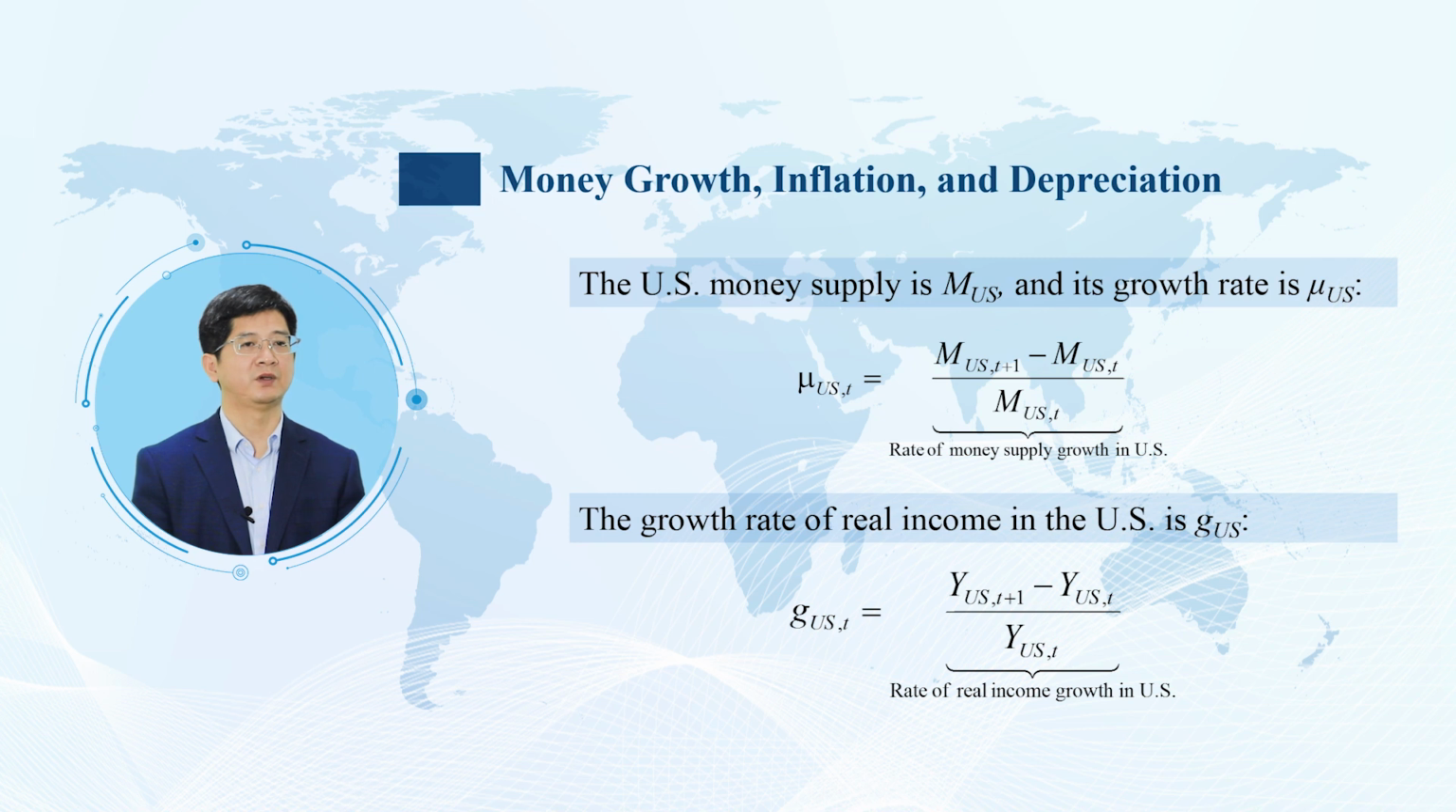The growth rate of real income is g_US. g_US at time t is equal to Y_US at time t plus 1 minus Y_US at time t over Y_US at time t. This is the rate of real income growth in the US.